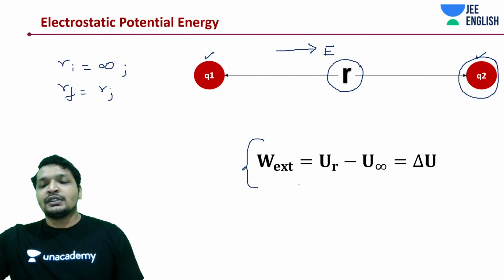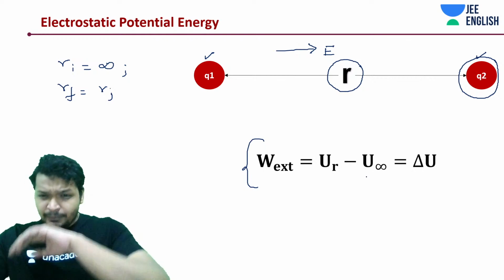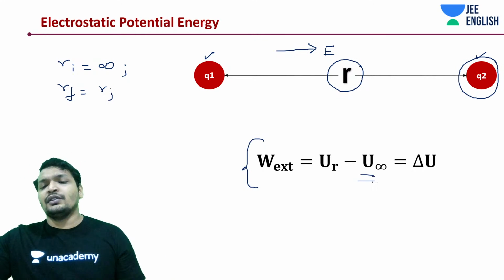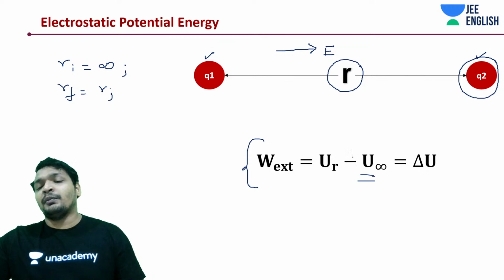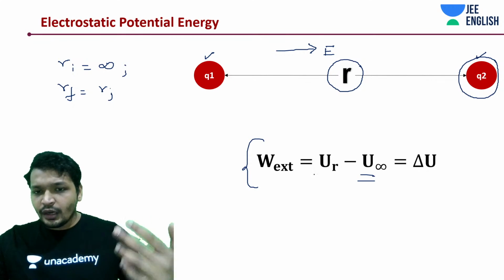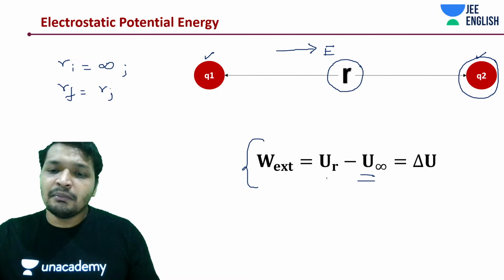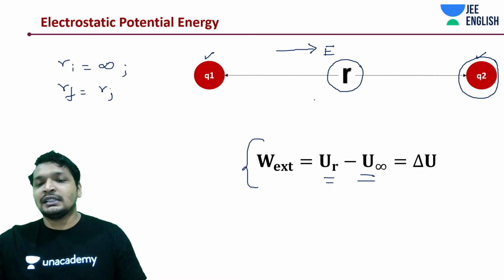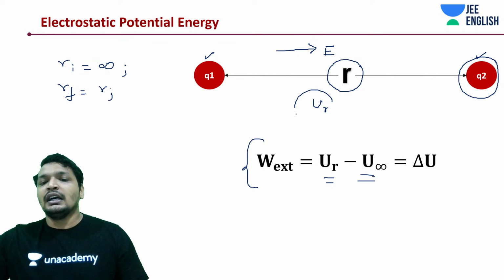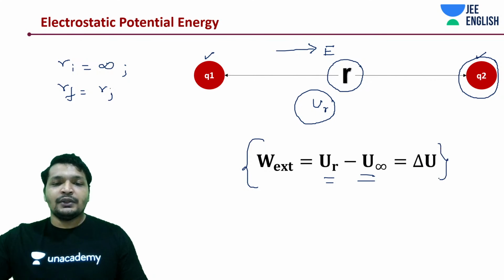So basically, the potential energy at infinite distance is going to be zero anyway, and the change in potential energy is the work done, and it's going to be Ur minus U infinite. Ur is nothing but the potential energy of this system at distance r, and this change in potential energy is basically the work done.